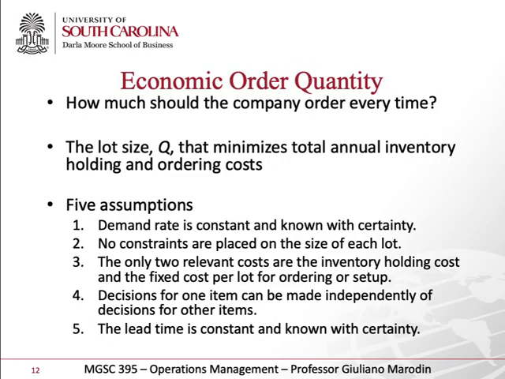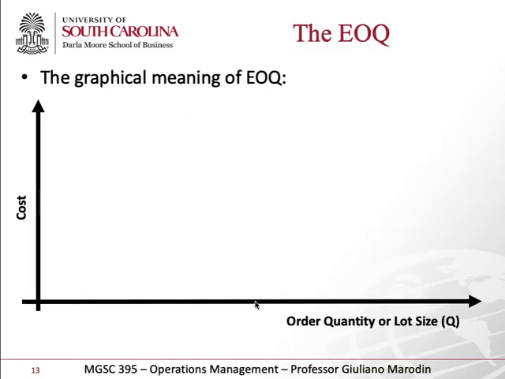The economic order quantity is going to answer that. It's going to calculate how much we are going to buy every time that we buy. So we're going to calculate Q here, and that's what's called the EOQ. Now I'm going to explain the logic of this chart on a piece of paper so you can follow me, and then go back to the PowerPoint.